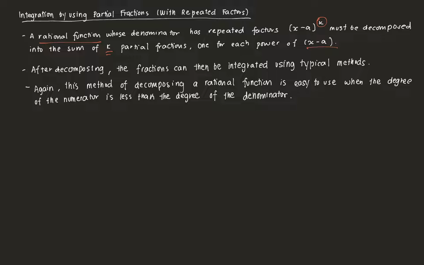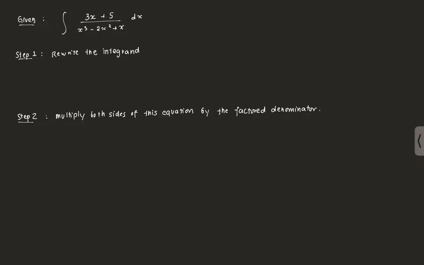After decomposing it into partial fractions, we can use our typical methods of integration afterwards. And ideally, this method of decomposing a rational function is easy to use when, again, the degree of the numerator is less than the degree of the denominator. So that's our theory behind this particular method. Let's go to an example.